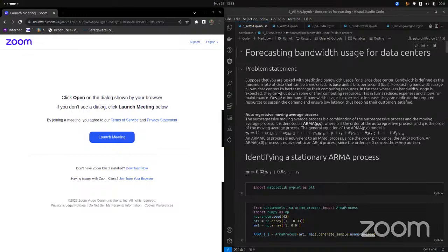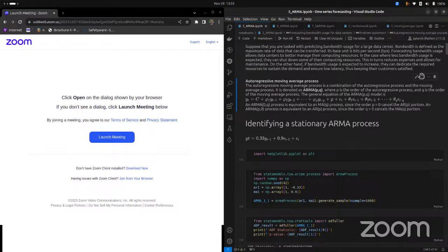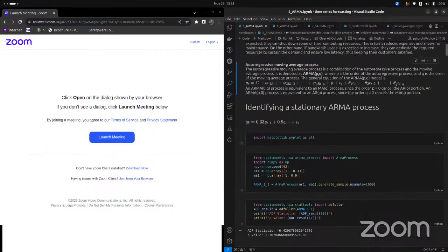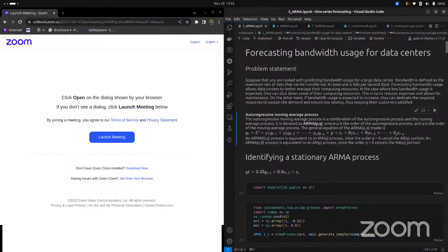So today we'll just continue from where we stopped when we were talking about the autoregressive process and autoregressive models, and we'll build on top of that. I'll most likely skip to the next part, the autoregressive moving average process. I talked about the moving average process and the random walk. So today our problem statement is predicting the bandwidth usage of a large data center.